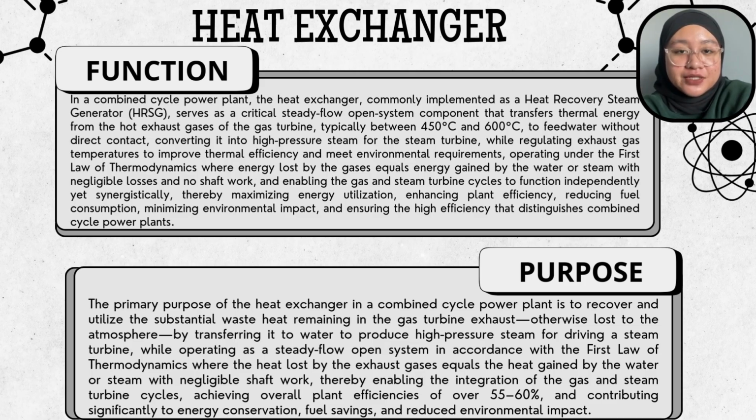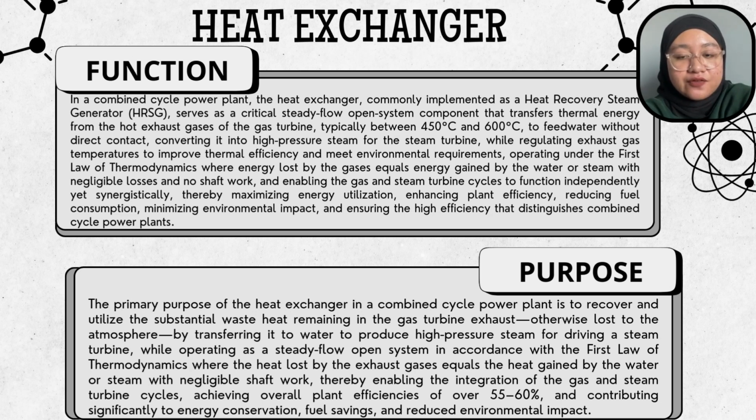The primary purpose of the heat exchanger in a combined cycle power plant is to recover and utilize waste heat that would otherwise be released into the atmosphere. By transferring this residual thermal energy to water, the heat exchanger produces high-pressure steam for the steam turbine, enabling the integration of the gas turbine and steam turbine cycles.